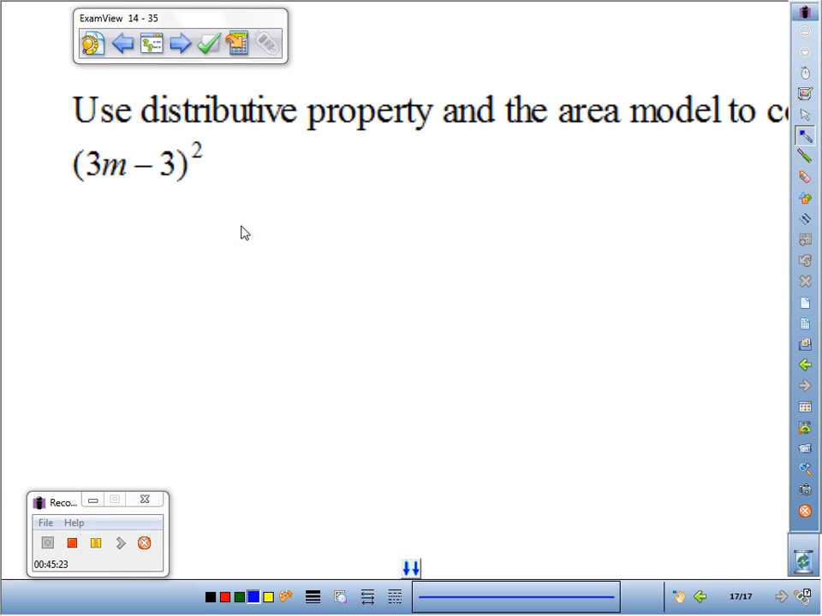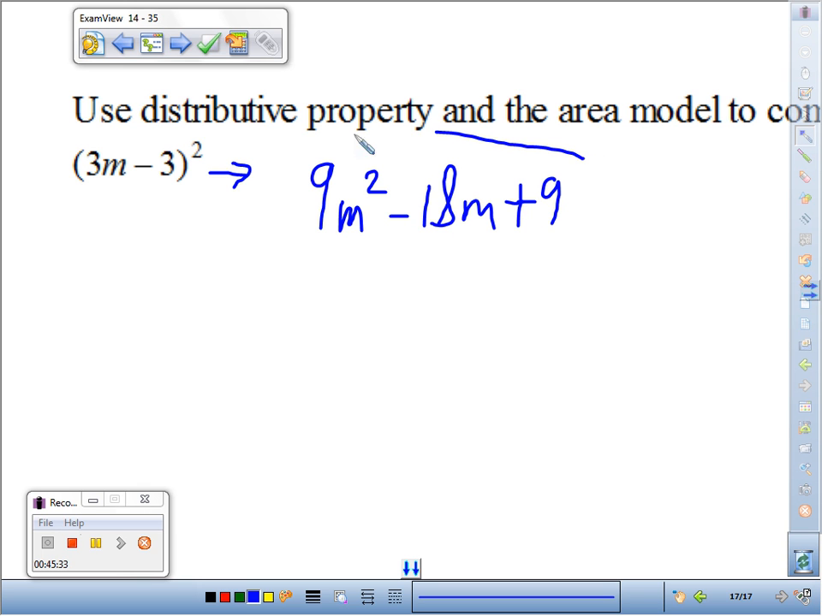Okay. Your product for this, you should have gotten 9m squared negative 18m plus 9. Hands if you got that. Okay. Once again, two different ways, right? Distributive property and area model. Go to number 15.